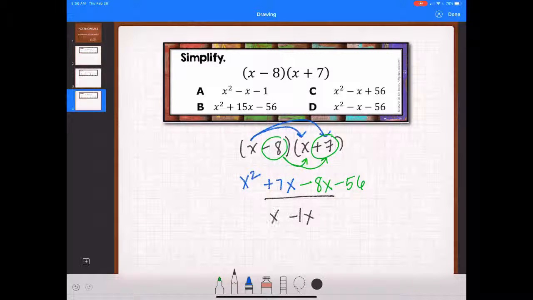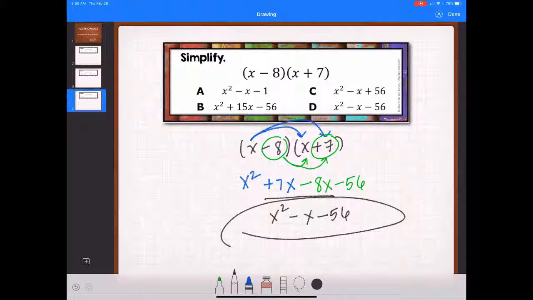Drop down the front, x squared. Drop down the back, minus 56. And technically, you don't really need this one right there. You can make it invisible. So your final answer is x squared minus x minus 56.